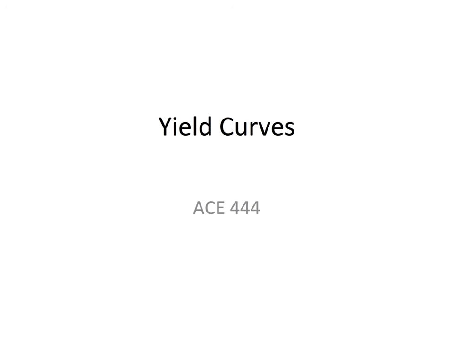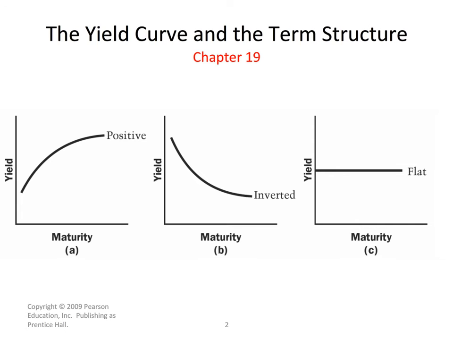We're going to end this week with a module on yield curves. Yield curves give the relationship between different maturities, typically of Treasury bills, and their yields, and their yields are measured by yield to maturity. Here are three different shaped yield curves. A is a positive yield curve, B is an inverted yield curve, and C is a flat yield curve.